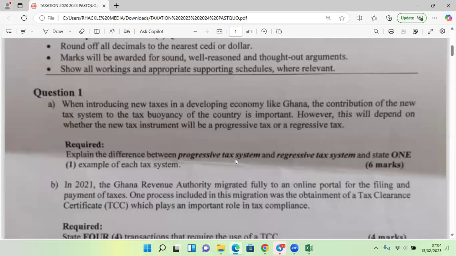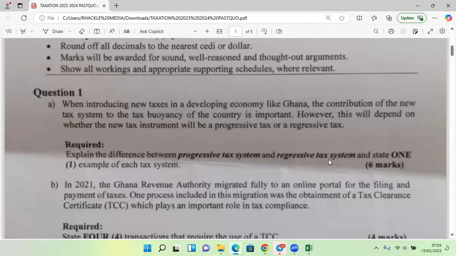We know that progressive tax system is a tax system where the tax rate increases proportionately when the income also increases, right? So it has a direct relationship between the income and the tax rate, not the tax liability, but the tax rate, right? So tax rate increases when income also increases. An example is the pay as you earn.